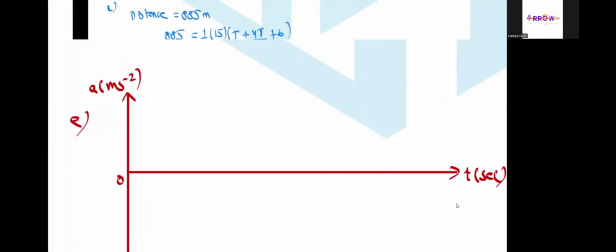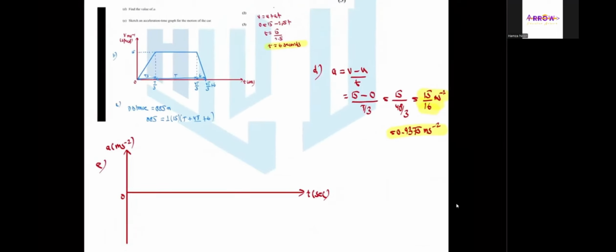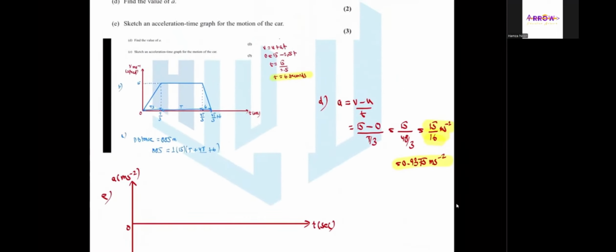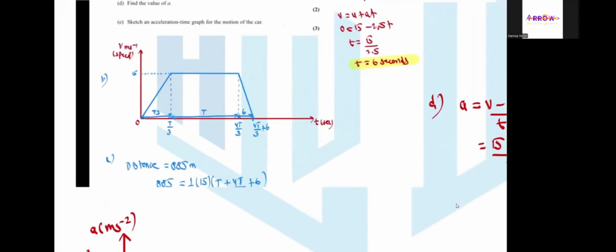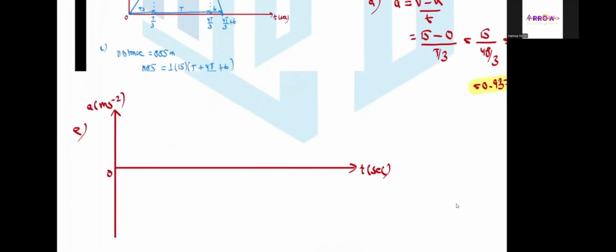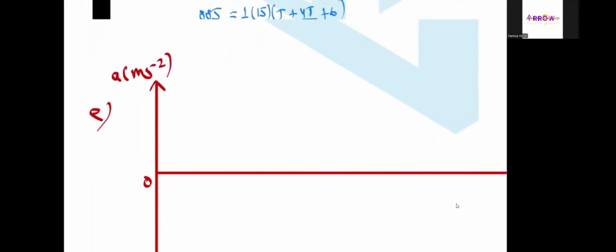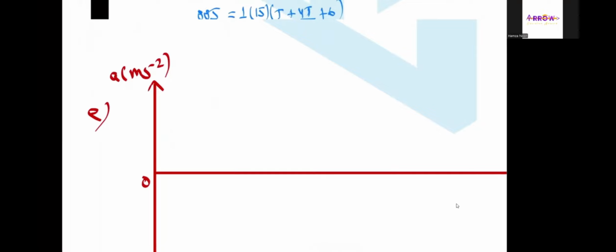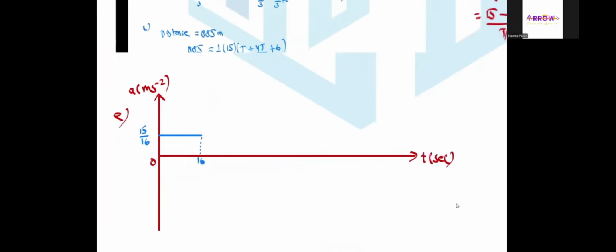So you can write 15 over 16 as well, from t equals 0 to t equals 16 seconds, because the first part of the journey was t over 3, right? 48 over 3, meaning 16 seconds. So from t equals 0 to t equals 16 seconds, we will have a horizontal line because the acceleration is constant. The value of acceleration is 15 over 16, meaning 0.9375.